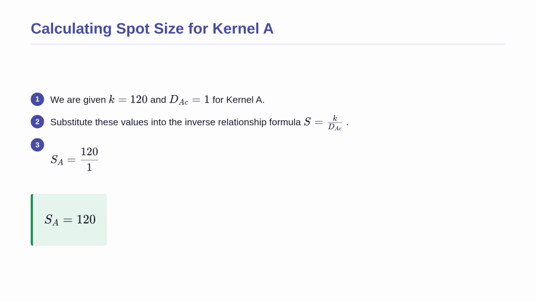We start by taking our inverse relationship formula and substituting the known values. We plug in 120 for the constant K and 1 for the dosage. By performing this simple division, we isolate the variable for our first test subject. The final answer shows that the average spot size for kernel A is 120 arbitrary units. This relatively large number indicates that the jumping event happened early, allowing a large patch of purple tissue to grow.